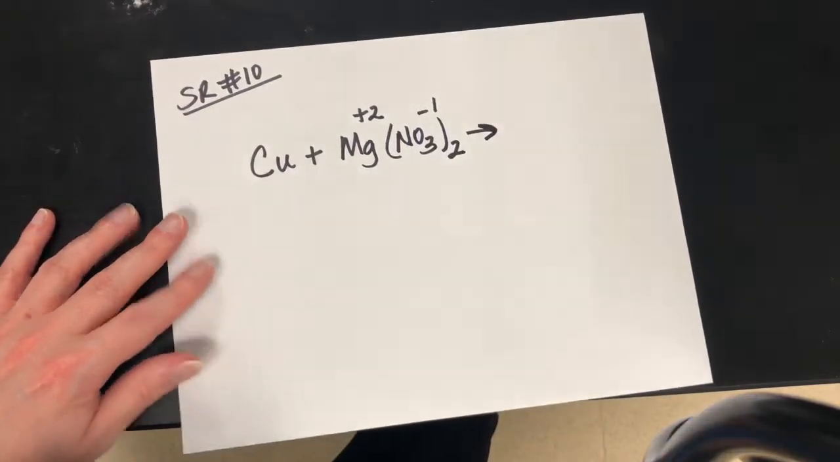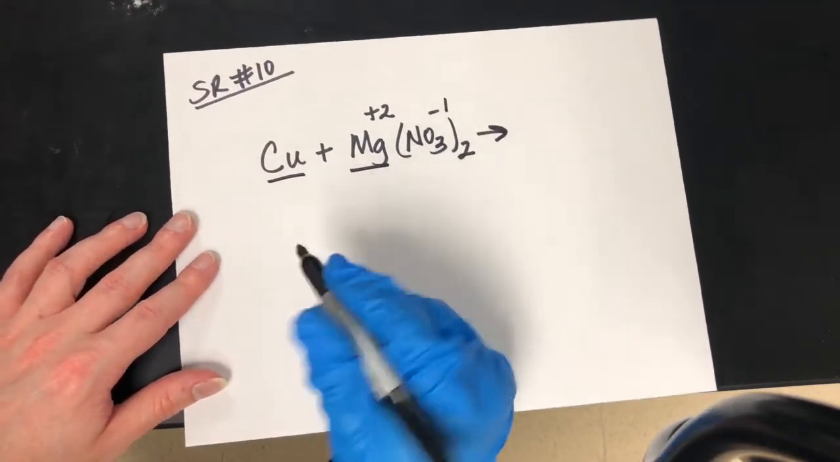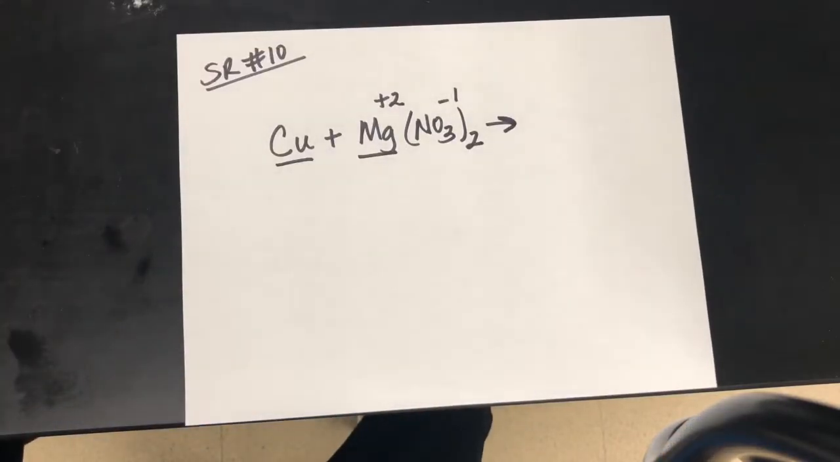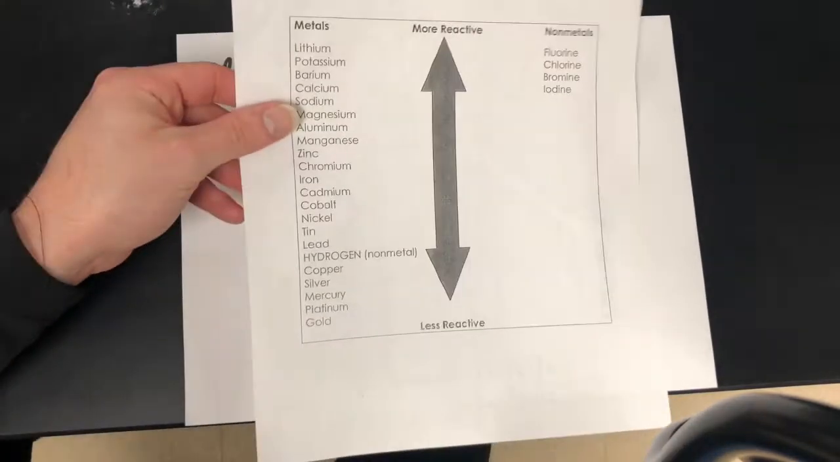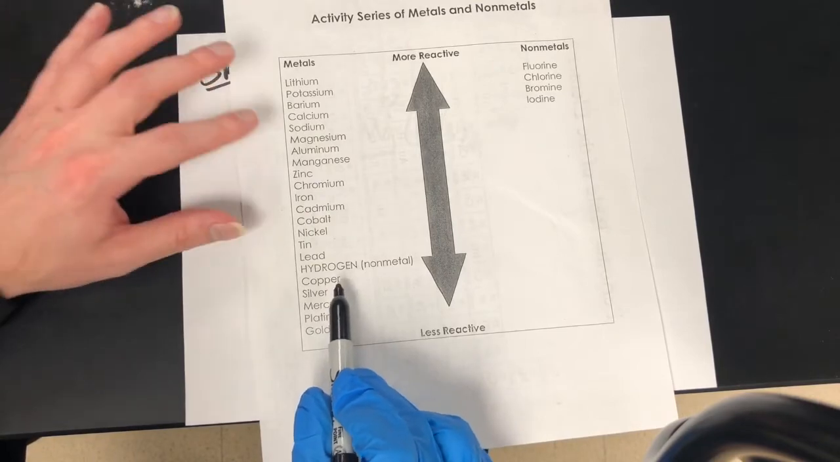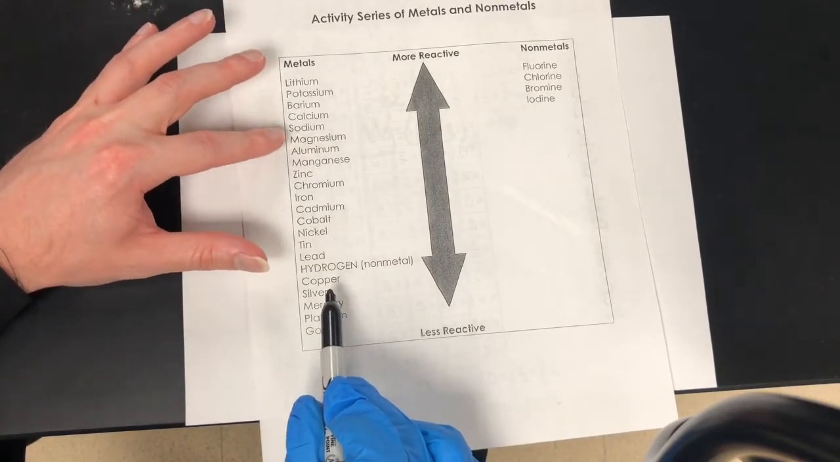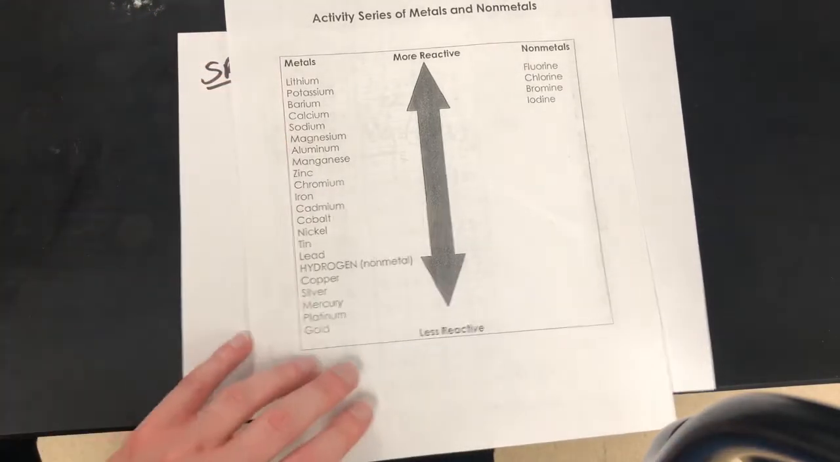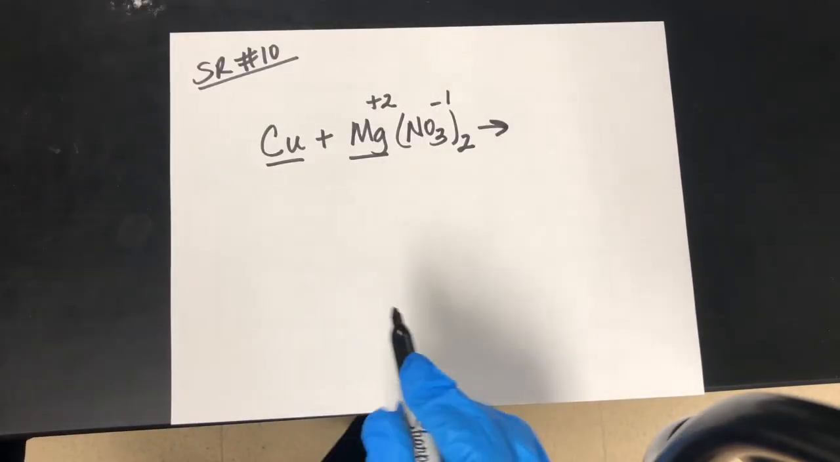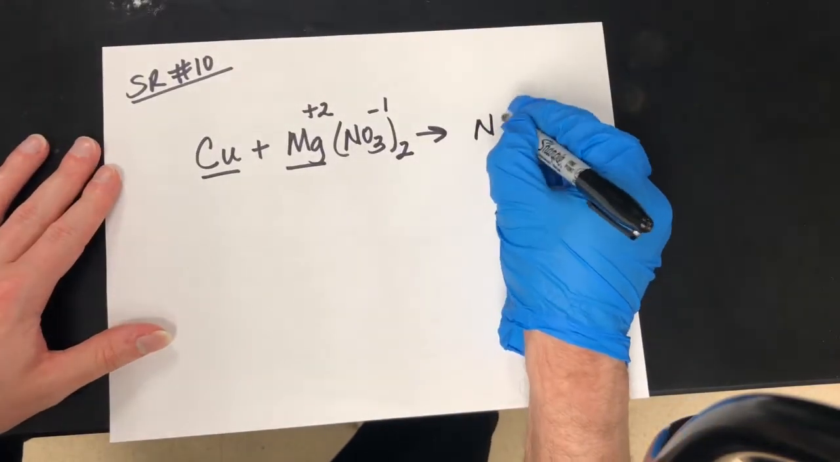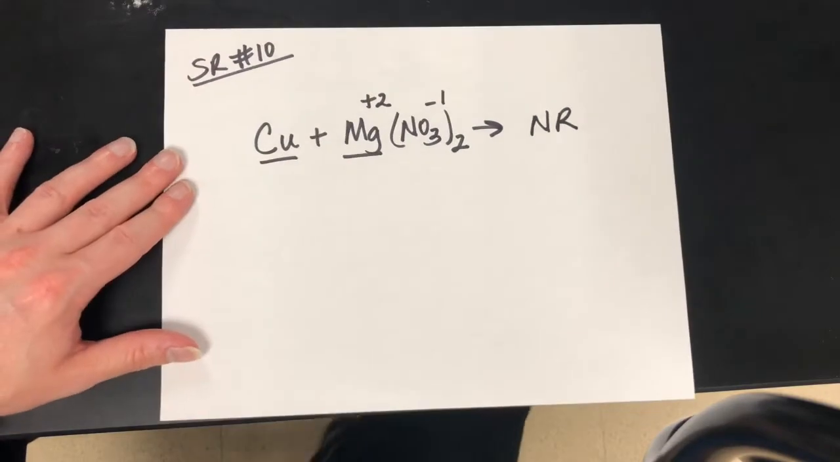Okay? So we're going to look and see if copper is going to displace the magnesium. Okay? So copper is down here, and magnesium is way up here. So it is not a more active metal, so there should be no reaction that occurs. And we'll come back and confirm that in real life.